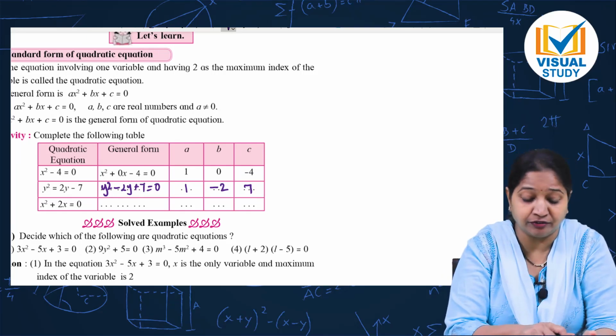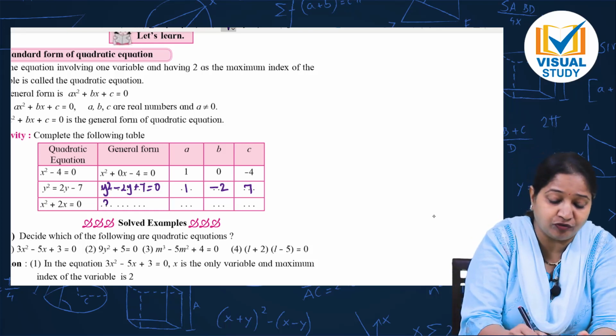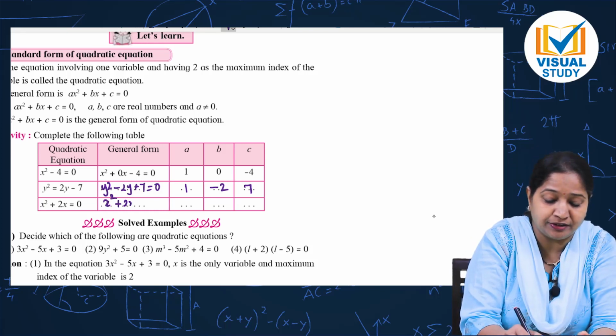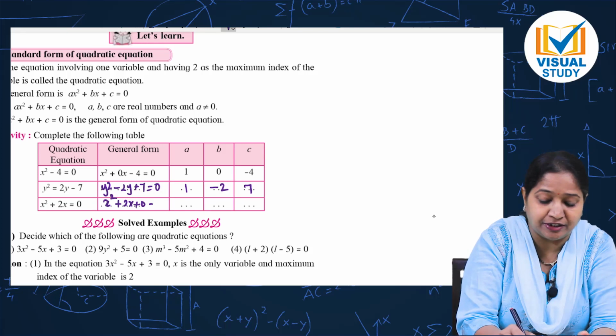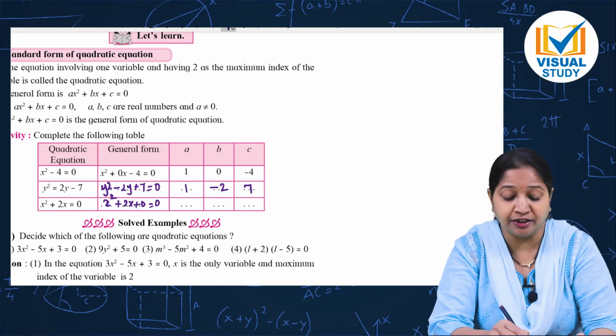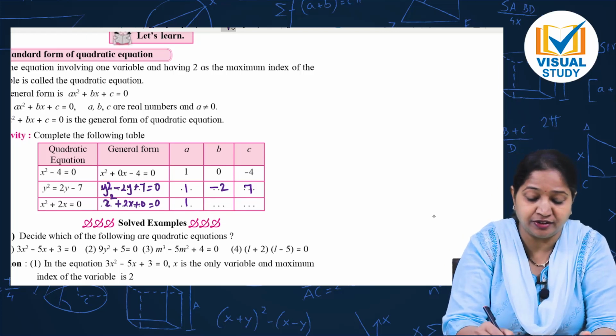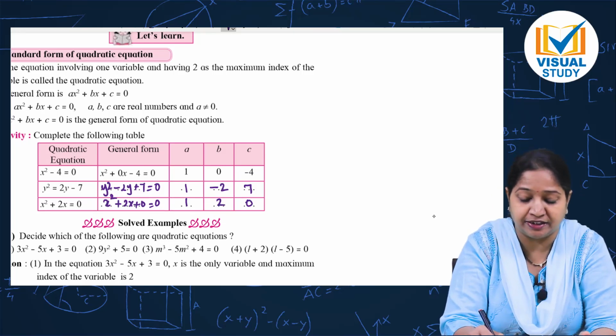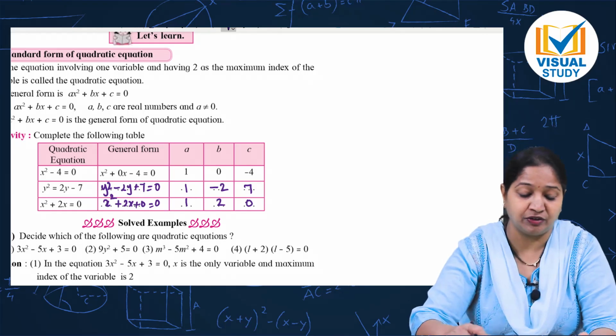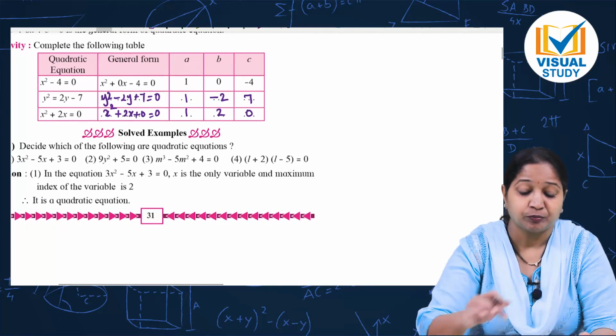Now the third one, x square plus 2x equal to 0. What is your standard form? x square plus 2x plus 0 equal to 0. Your constant term, that is c, is 0. Now a is 1, b is 2 and c is 0. This will be your activity.